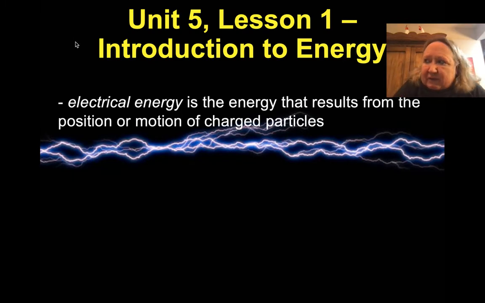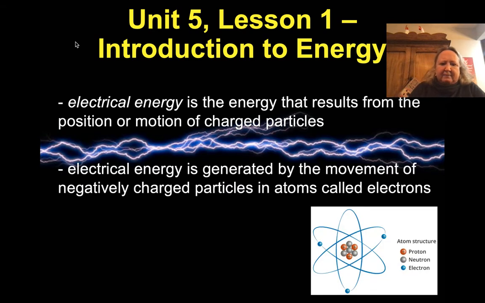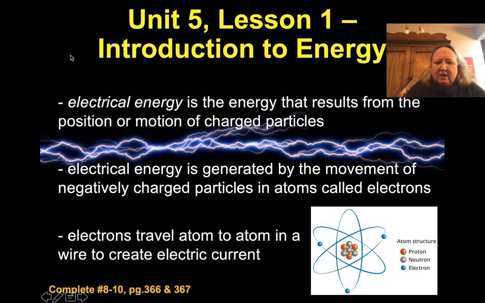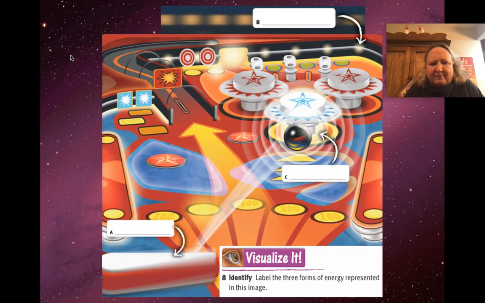This next one we care about because it's really important in our lives: electrical energy. That's the energy that results from the position or motion of charged particles. It is generated by the movement of negatively charged particles. Remember back when we did the atom, those are the electrons. We have protons, neutrons, and the electrons flying around in the electron cloud. The electrons travel from atom to atom in a wire to create a current.